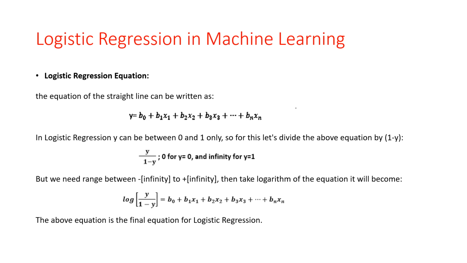The equation is like log of y divided by 1 minus y. Here we are using the log so that we get the range between minus infinity and plus infinity. So log of y divided by 1 minus y is equal to b0 plus b1x1 plus b2x2 plus b3x3 and so on up to bnxn. This above equation is the final equation for logistic regression. Okay.